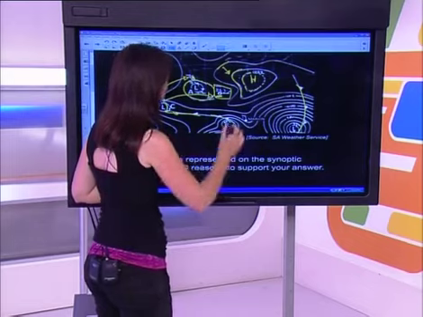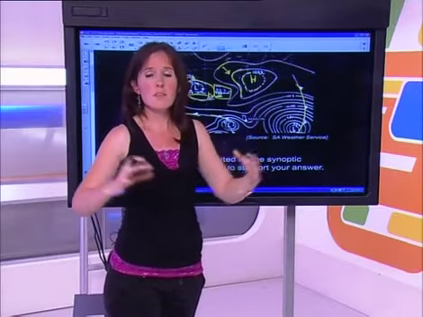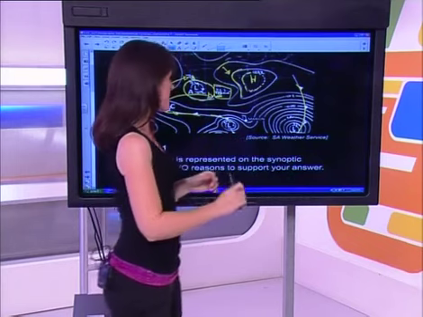Look at the air temperature as well here. It's only 22 degrees Celsius. That's a maximum temperature, right? Even on the coastal areas, that's a pretty cool temperature. So that time of the year would most likely be in the winter months.